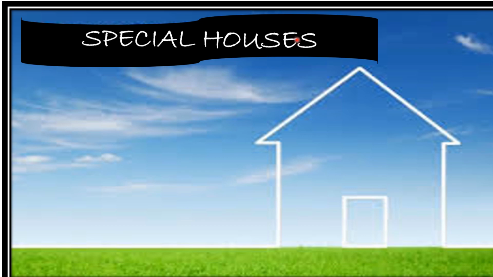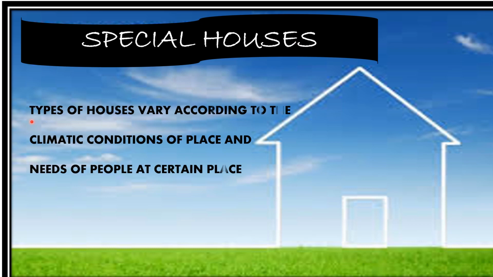Next comes special houses. Types of houses vary according to the climatic conditions of a place and the need of people at certain places. So children, houses are not the same at all places. Houses depend upon the climatic conditions of the place and the need of people where they live. Let's read out.